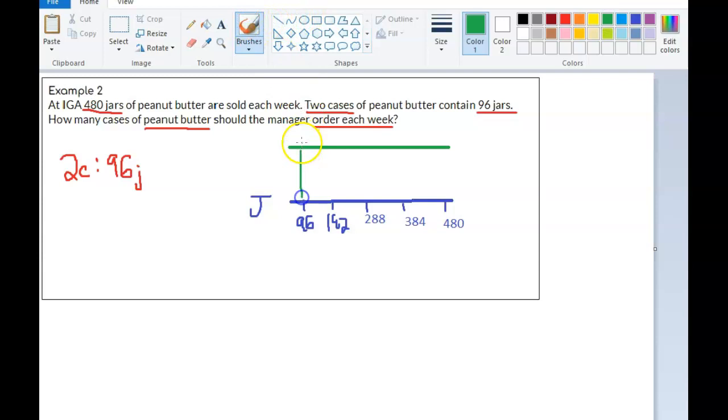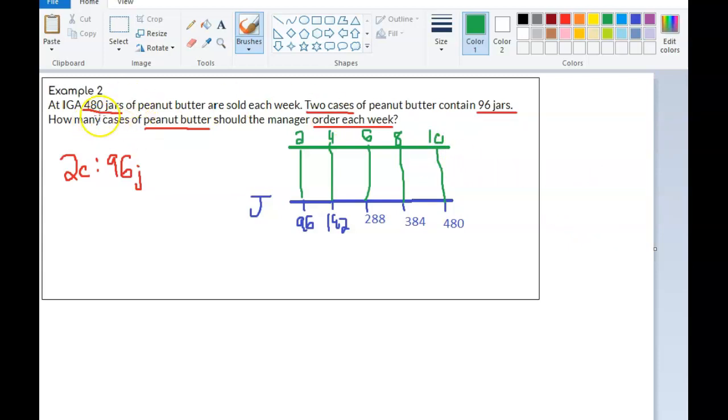Okay. Go ahead and look up top. Okay, I'm going to draw a line so that I know I'm on the right spot. 2, 4, because it's my times 2 column. 6. Notice I'm going up by 2 each time. 8. And 10.